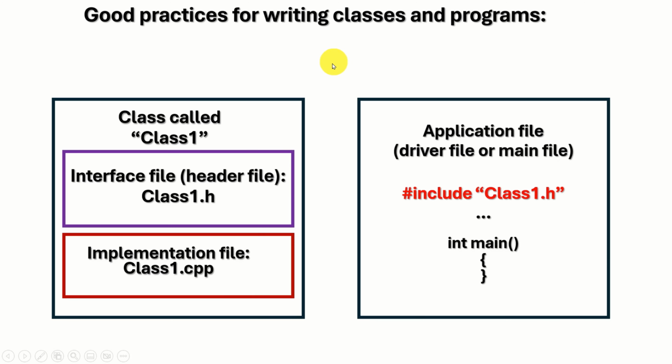So here is the example. Let's suppose that we defined class 1. The definition of class 1 will actually consist of the interface file or the header file, and we will call this file class1.h, and then we will have the implementation file class1.cpp. On the other hand, we will have the application file, which is also called the driver file or the main file, and this file should contain this include statement, class1.h. That is, we need to include the header file. Over here, the implementation file should also contain the statement include class1.h.